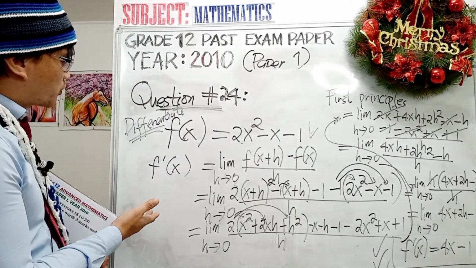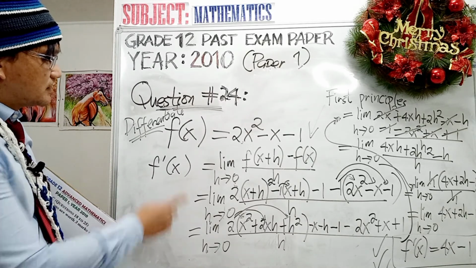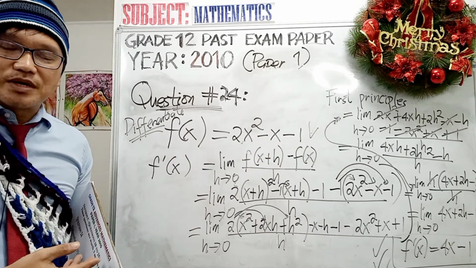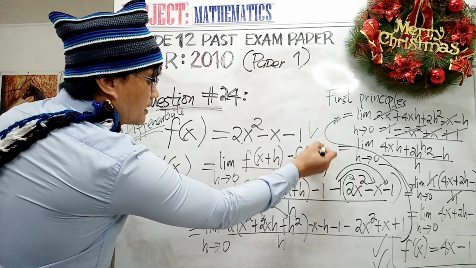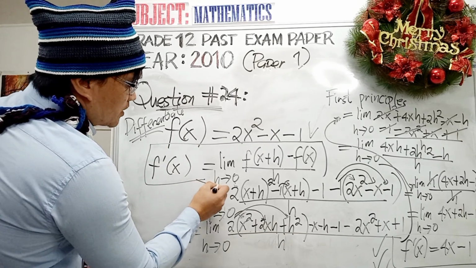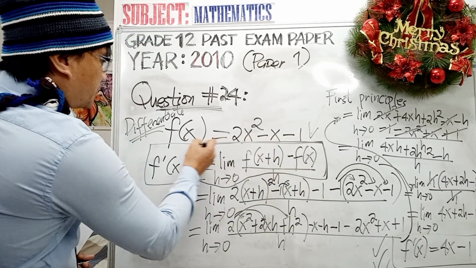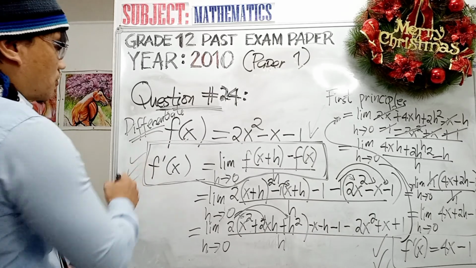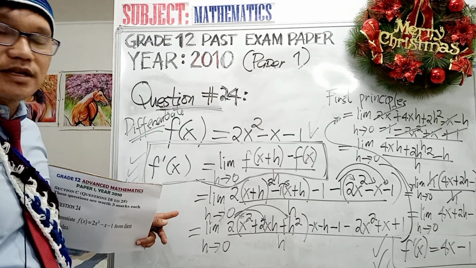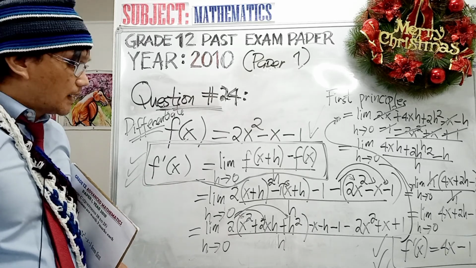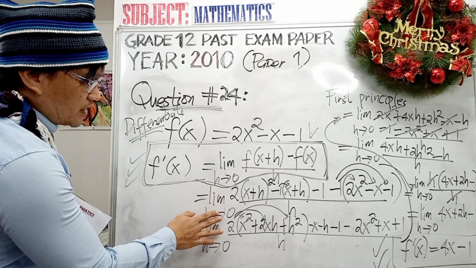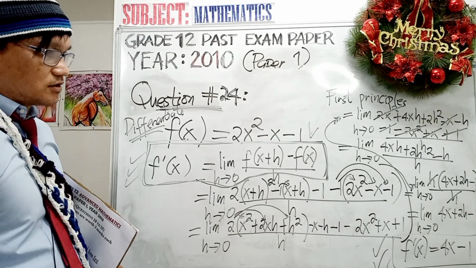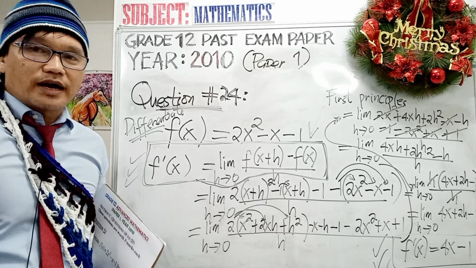This is our question number 24, on differentiating the given function f of x, which is equal to 2x squared minus x minus 1, from the first principles. Now, this is our formula for the first principles. When you are asked to use the first principles, this is what you are going to do to differentiate a given function. For the grade 12 students who are sitting for their national examination, this formula is already provided. All you need to do is substitute carefully and take the limit, until you get the derivative of the given function, f prime of x is equal to 4x minus 1.